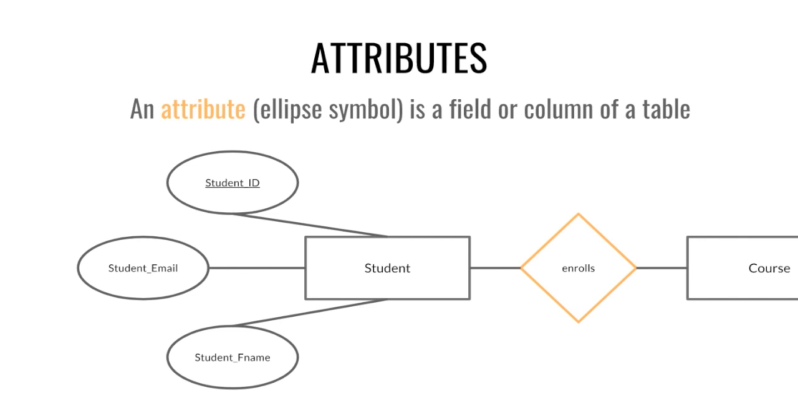And then attributes are the fields or the columns in that table. So imagine that the student table would have a student ID column, it would have a student email column, it would have a student FName column. And so we've defined these as attributes in our ER diagram. And I've underlined the primary key just to ensure that we know that that's the primary key in our table.